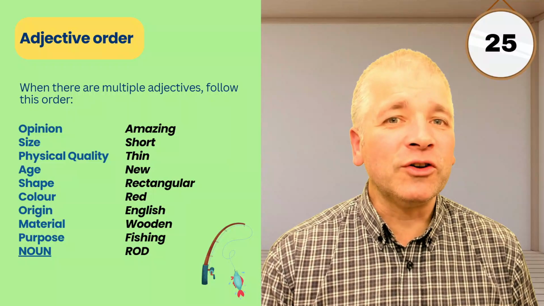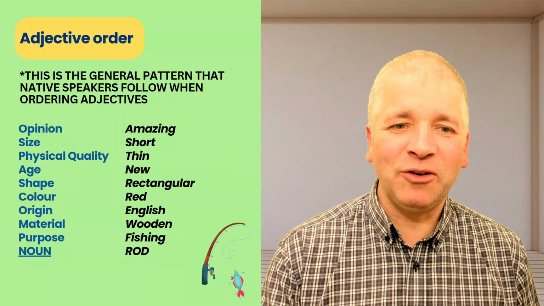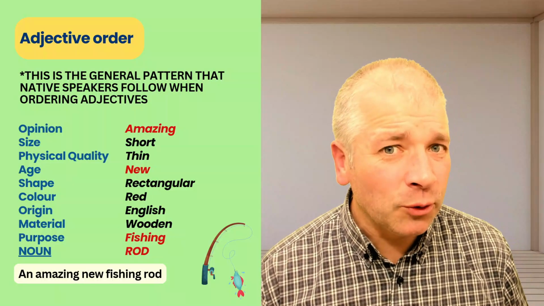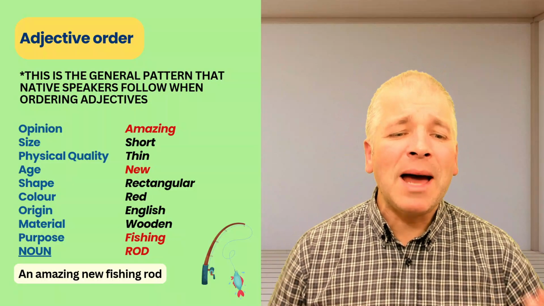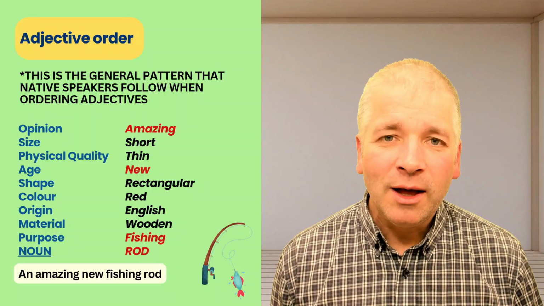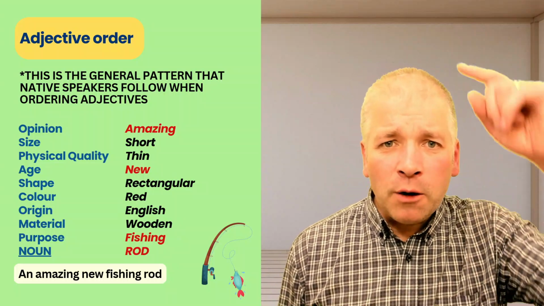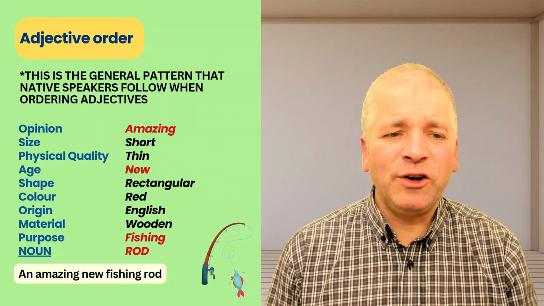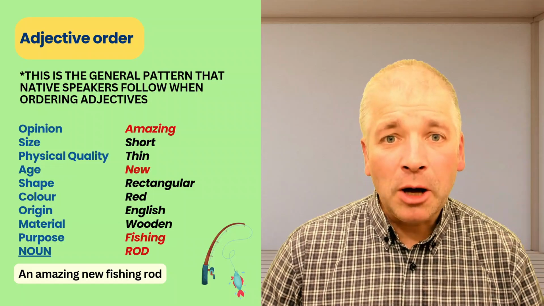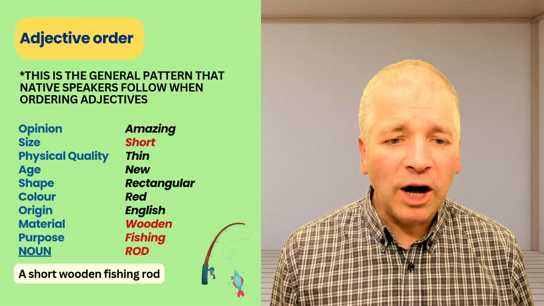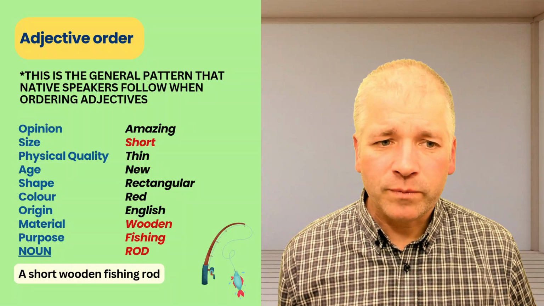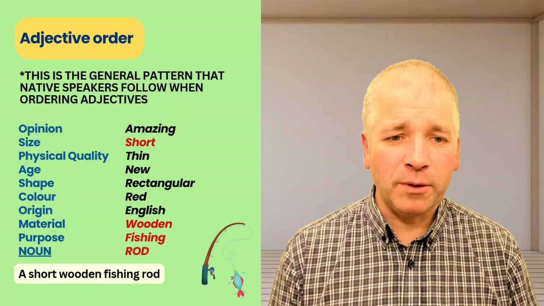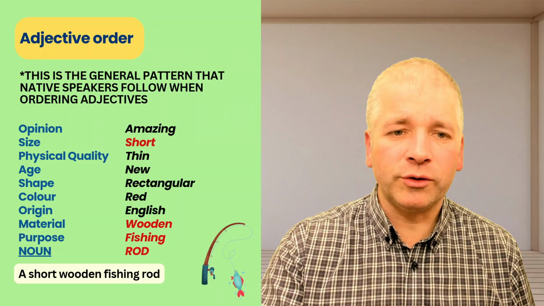But of course, we wouldn't usually use all of them at the same time. We would probably pick 2 or 3. So we might say it's an amazing new fishing rod. How do we choose the order? Well, we go through this list and we start off with amazing, then new, then fishing, because it's opinion, then age, then purpose. Or a short wooden fishing rod. Here we have the size first, then the material, then the purpose. A short wooden fishing rod.